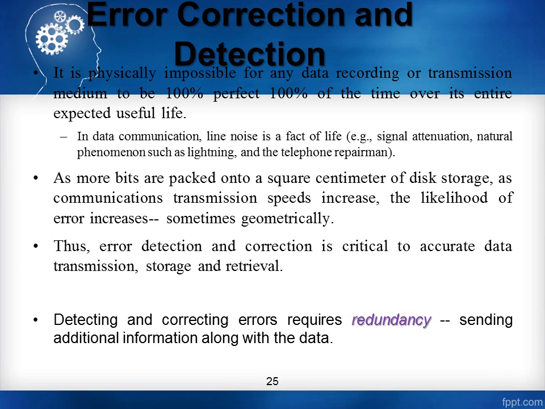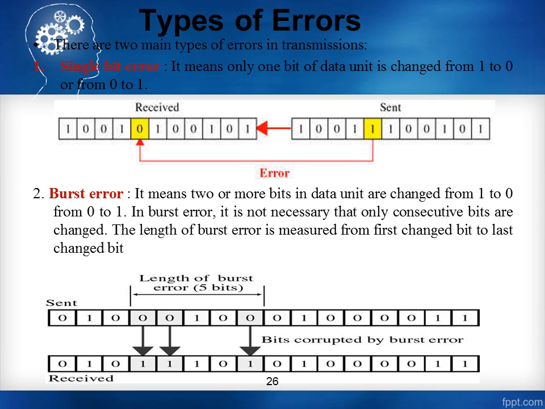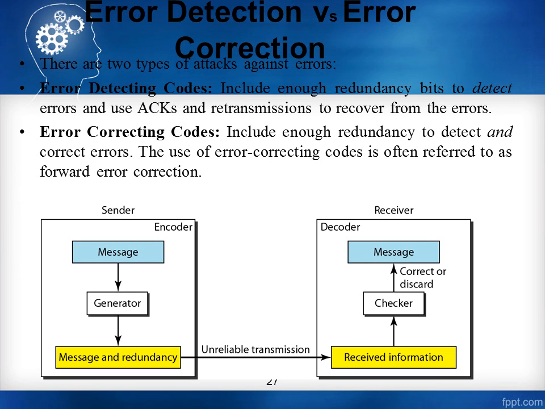In this, detection and error correction require redundancy, or extra bits, sent along with the data. There are two types of errors. Single bit error, where only one bit of a data unit is changed from 1 to 0 or 0 to 1. Coming to burst error, where a group of bits in the data unit are changed from 1 to 0 or 0 to 1. Here we consider the length of the error that has occurred.